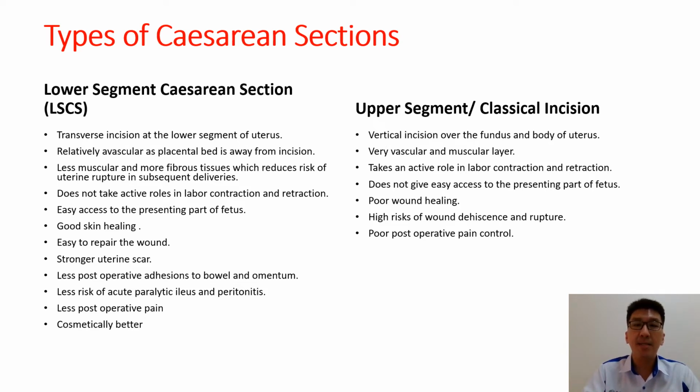For the upper segment or the classical incision, it is a vertical incision over the fundus and body of the uterus. It is a very vascular and muscular layer, because the uterus is huge and on top, so it cuts through the upper segment of the uterus, which is very vascular and muscular. As this layer is usually active in uterine contraction during labor, it does not give easy access to the presenting part of the fetus.